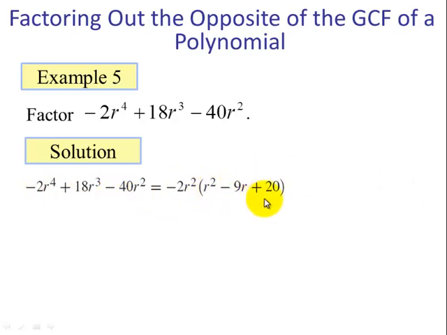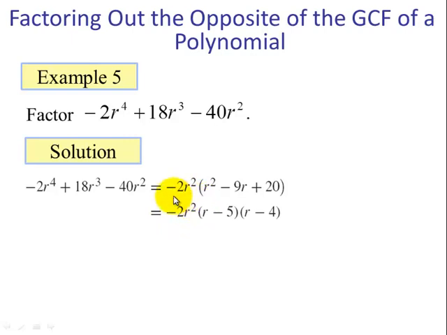Our next step is to see if this trinomial inside the parentheses will factor. So are there two factors that multiply to give me 20 that add up to give me negative 9? Now because c is positive and b is negative, both the signs will be negative. So what two numbers multiply to give me 20 and add up to give me a negative 9? Well, if we take negative 4 times negative 5, that's a positive 20, and negative 4 plus a negative 5 is a negative 9. So our factors become r minus 5 and r minus 4, and then we multiply that by our greatest common factor.